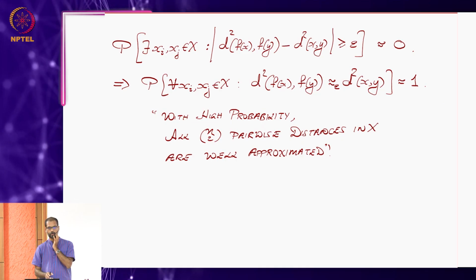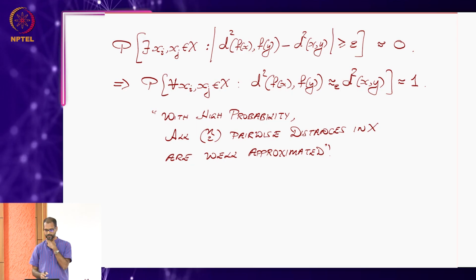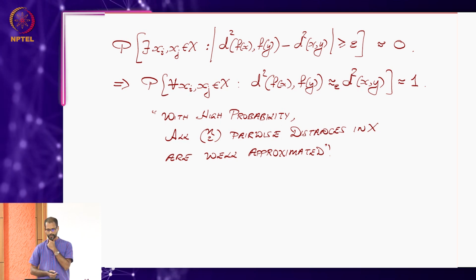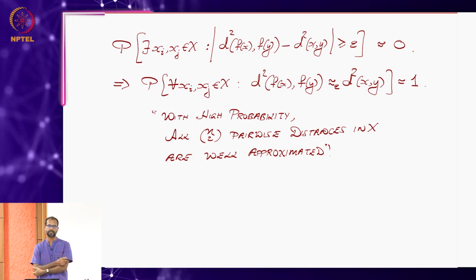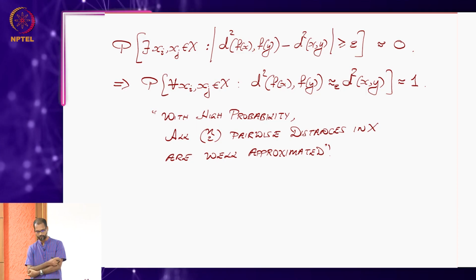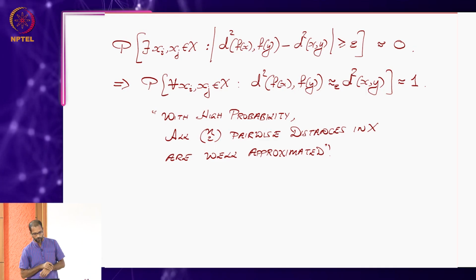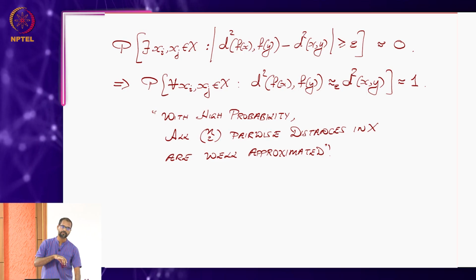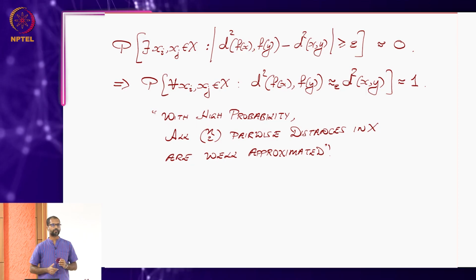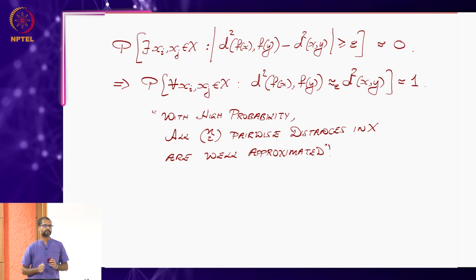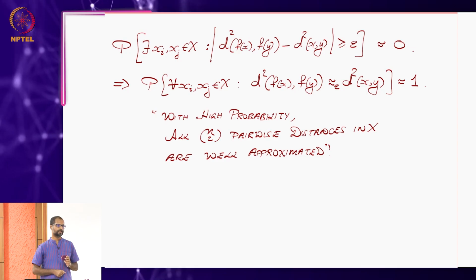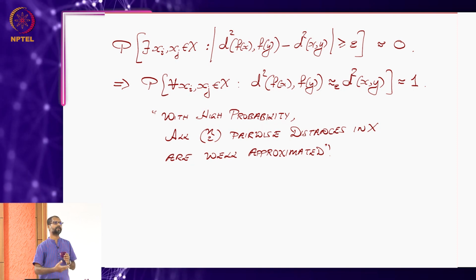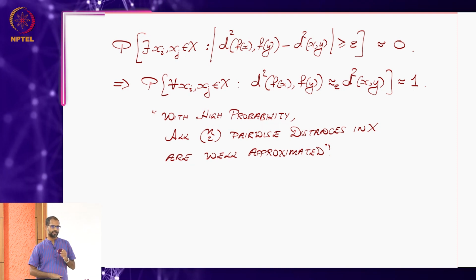We have shown that the probability that there exists even one pairwise distance which is approximated badly goes down to very close to 0. Hence, the probability that every pairwise distance is well approximated is very high. With very high probability, all the n choose 2 pairwise distances in X are well approximated. Why is that true? That is because measures concentrate. When you add up random variables, their probability distribution tends to be very concentrated around the mean, and we have cooked up this transformation in a way that it mimics adding up scaled random variables and so on.